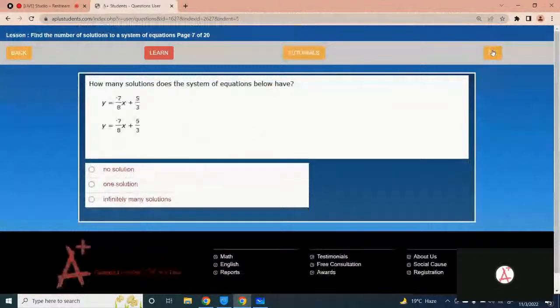Okay, for this system of equations, the equations have the same value of m and the same value of b. Got it? When both values are the same, that means the system has infinitely many solutions. Got it? So the correct one is infinitely many solutions.